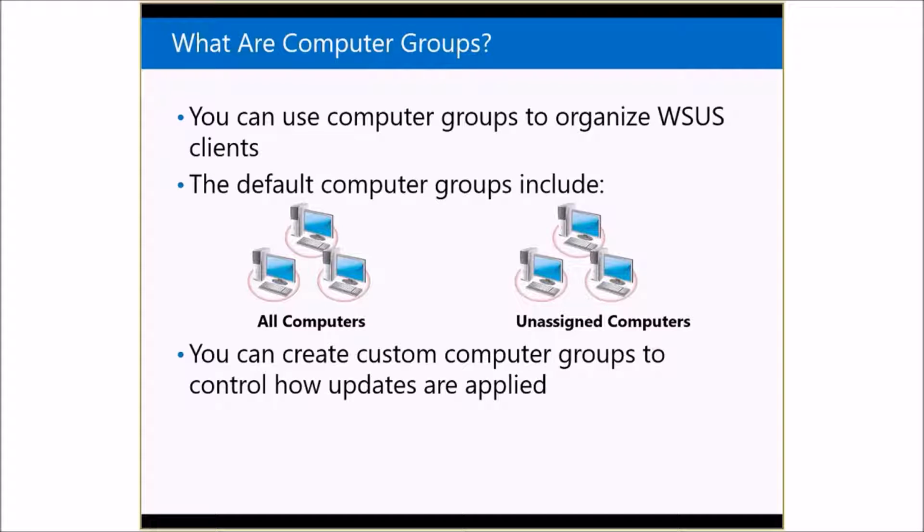What are computer groups? So I think we have a basic idea what computer groups are. You can use computer groups to organize your WSUS clients. By default, there's two groups. There's an all computers group, which basically, if you actually use the WSUS as your update server, you'll be detected by the WSUS server as a computer, and you will go under the all computers group as well as the unassigned computers group.